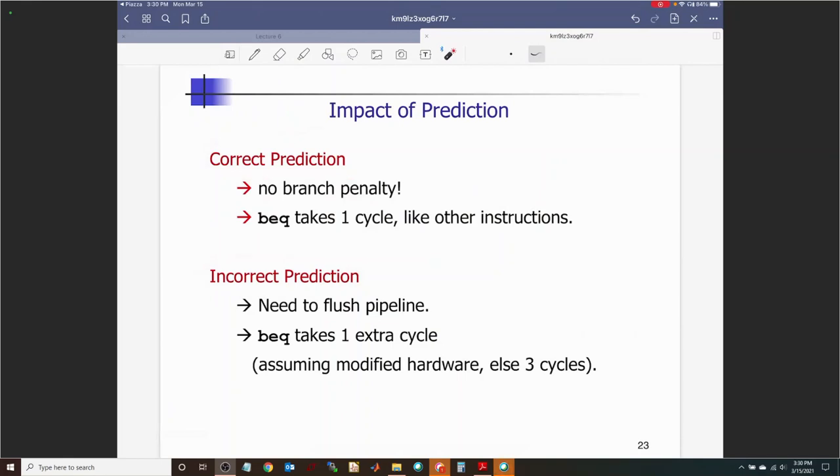No branch penalty here. However, if you make that prediction incorrect, you would need to flush the pipeline. Branch when equal is going to take one extra clock cycle because you have added one more clock cycle to that instead of 3. This is assuming the modified hardware. So I think the price to pay is you need to flush the pipeline, and the branch when equal takes one extra cycle.